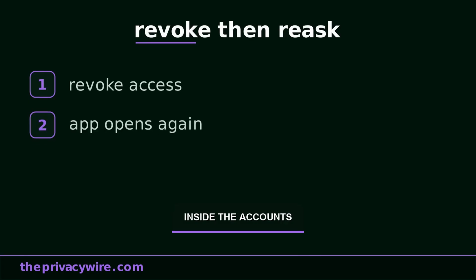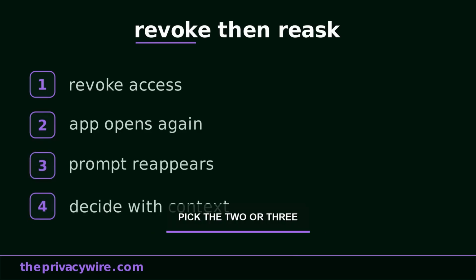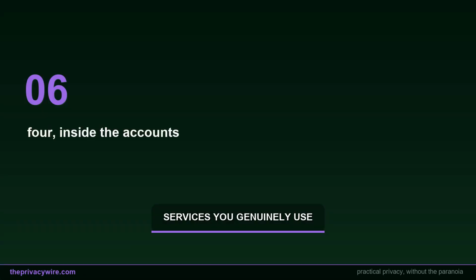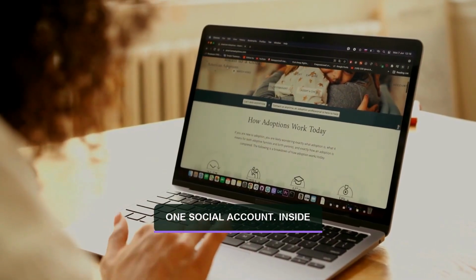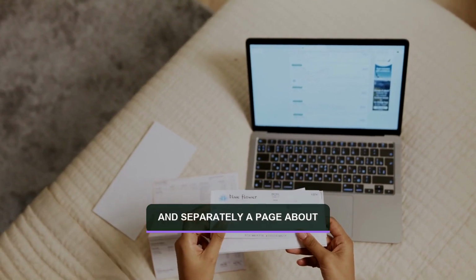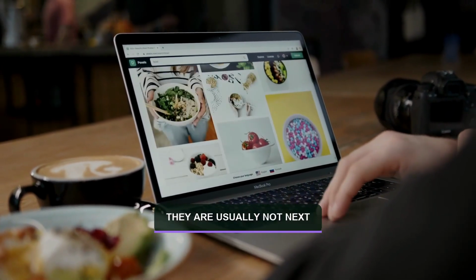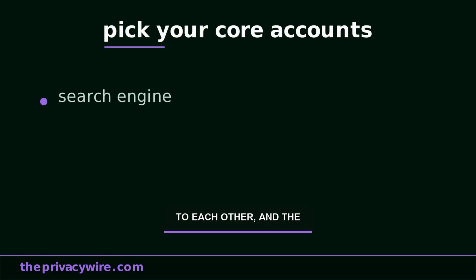4. Inside the accounts. Number 4 moves off the phone entirely. Pick the 2 or 3 services you genuinely use every day. For most people, that is a search engine, a video site, and one social account. Inside each one there is a page about personalization, and separately a page about how long your activity gets kept. They are usually not next to each other, and the retention one is usually buried further down.